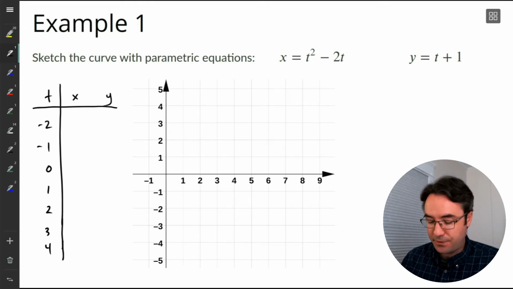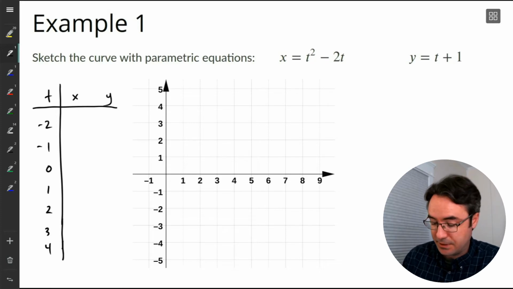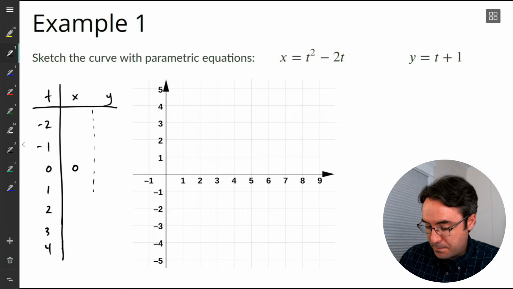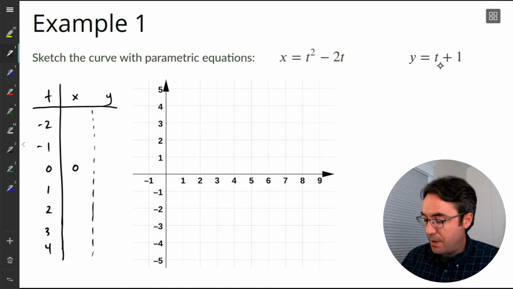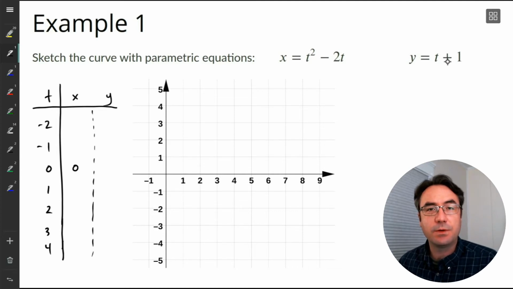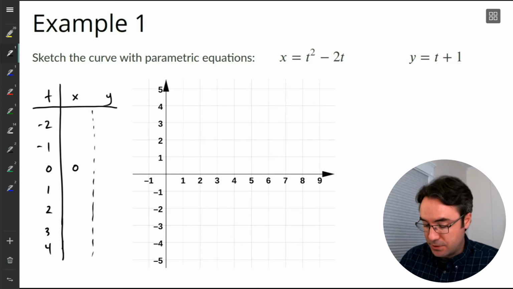So let's start with time 0. Start with an easy one. Let's plug 0 into our x equation here. So we get 0 squared minus 2 times 0. We get x is equal to 0. All right, what about when we plug 0 into our y equation? What is our y value here? Well, our y value is going to be 0 plus 1, so it's going to be 1.